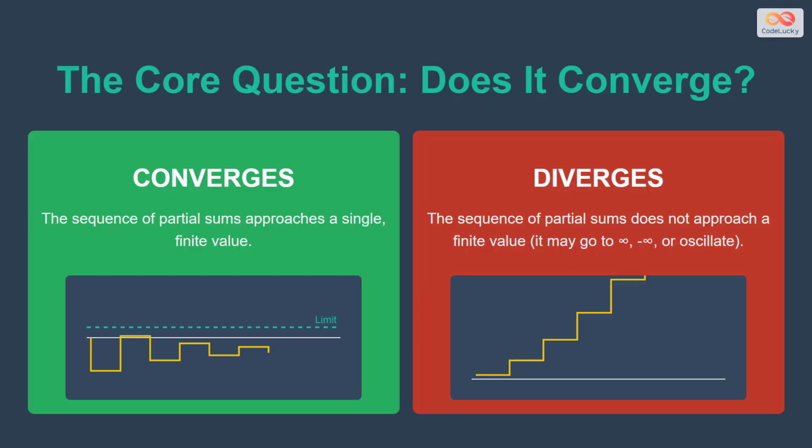When we have an infinite series, the most important question is whether it converges or diverges. A series converges if its partial sums get closer and closer to a specific finite number. If the sums instead grow to infinity or just bounce around without settling, the series diverges.